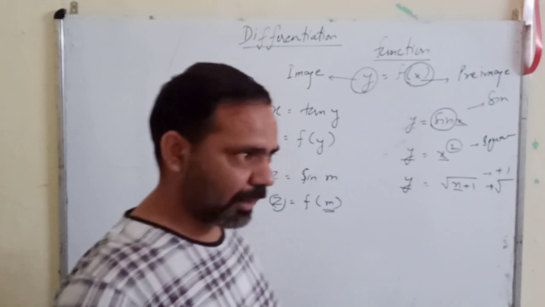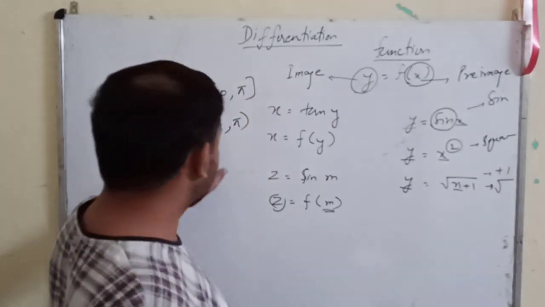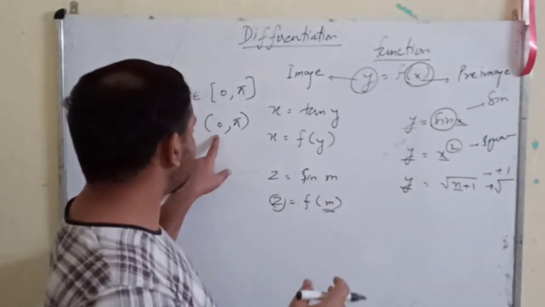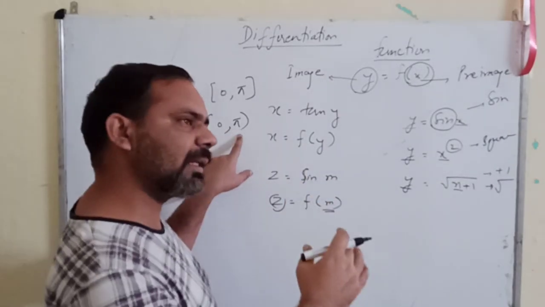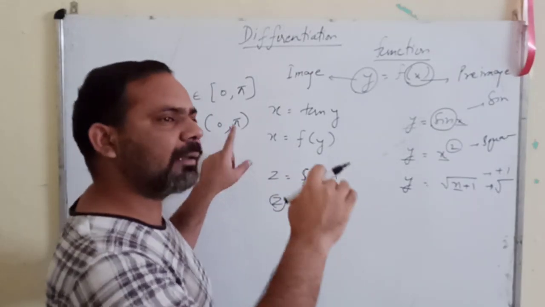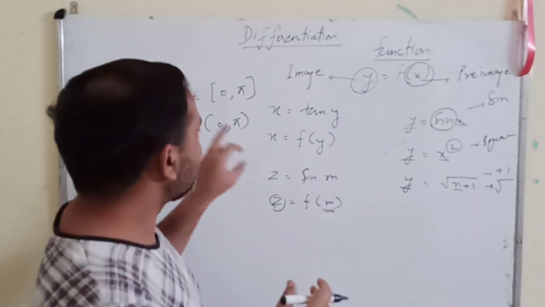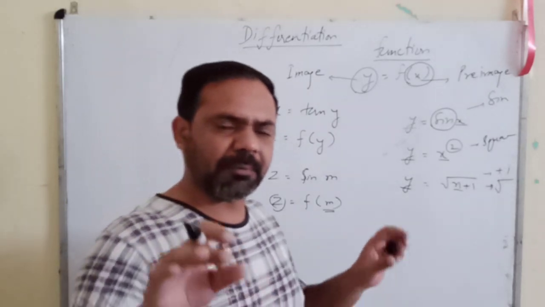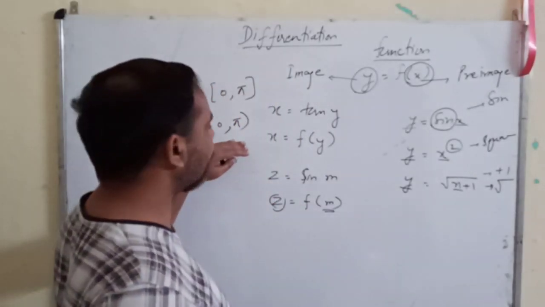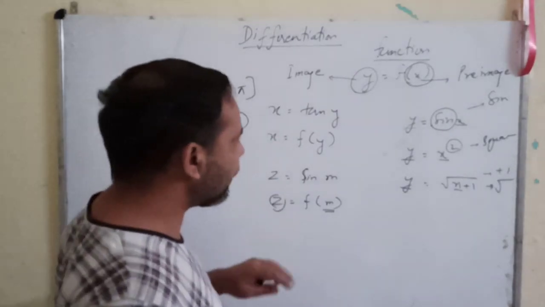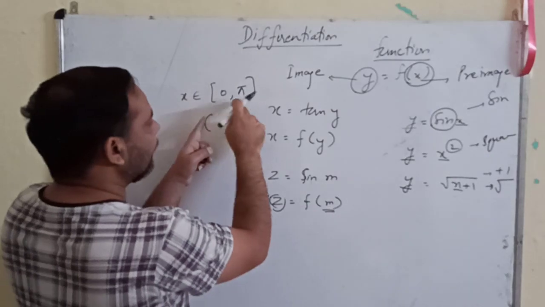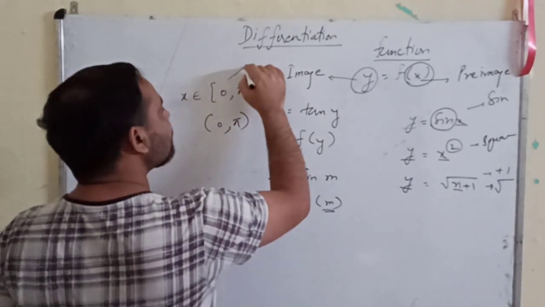Right? This is an open bracket, which means 0 and pi are not included, just greater than 0 and just less than pi. But this is not important from my point of view, because in physics we do not need this. What I just wanted to tell you is, suppose I keep the value of x from here to here, then this becomes a set.